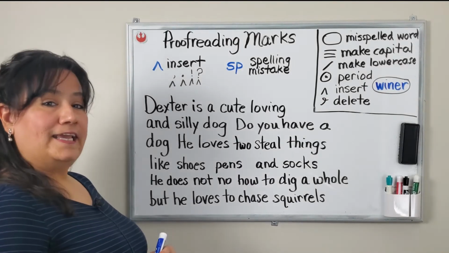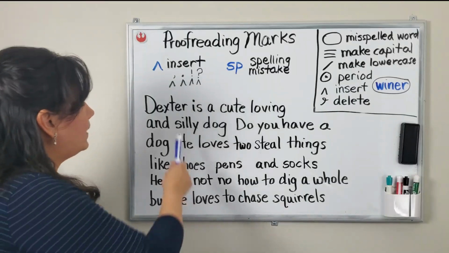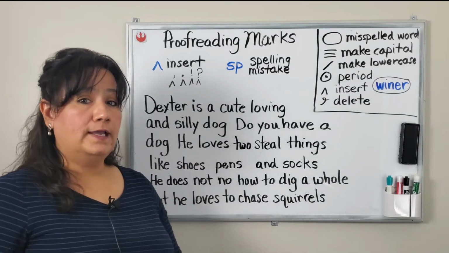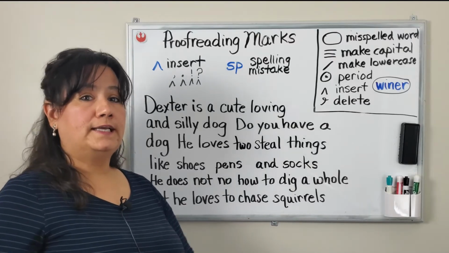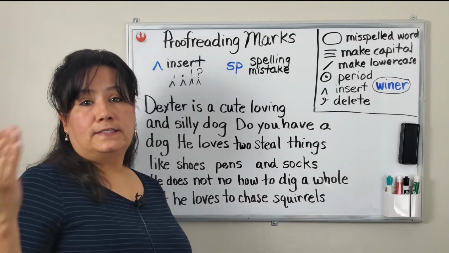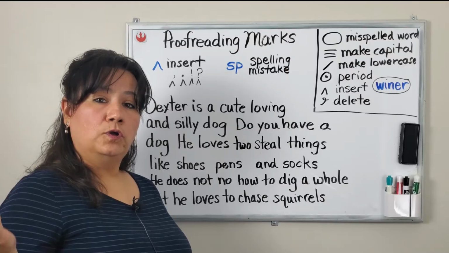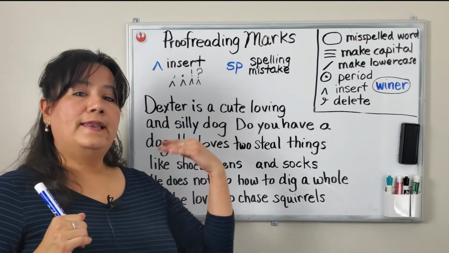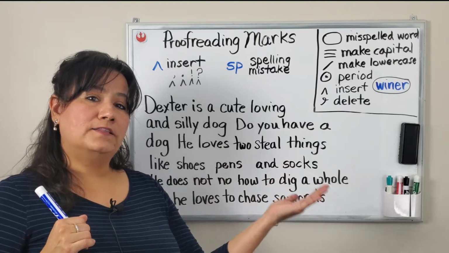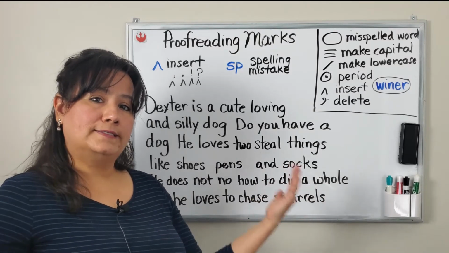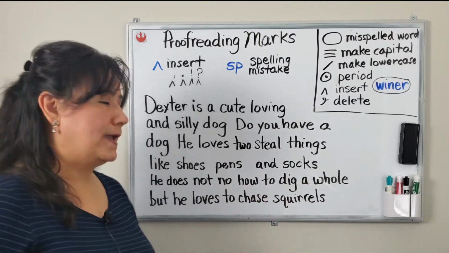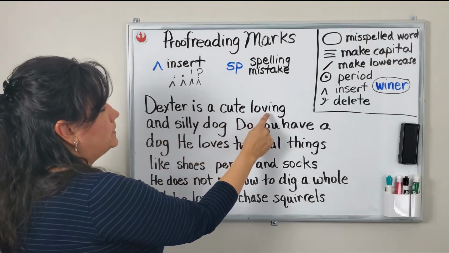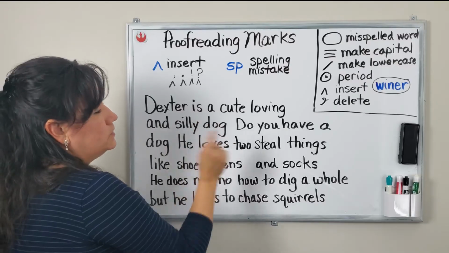Now, we're going to take it sentence by sentence. Here we have the first sentence, and remember that a sentence is a complete thought. It has a subject, it has a predicate. The subject has the noun, who the sentence is about or what the sentence is about. And the predicate has the verb telling us what is happening, what is the action, okay? Here we have the first sentence. Dexter is a cute, loving, and silly dog.